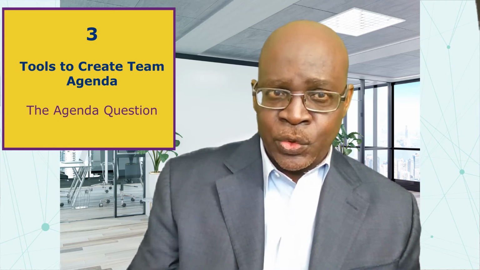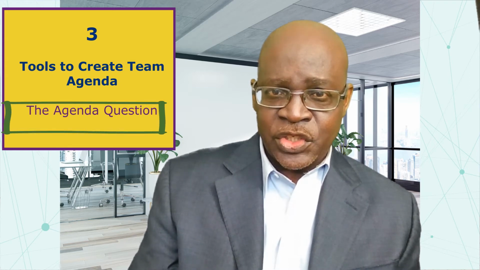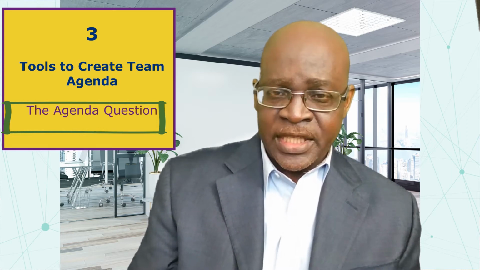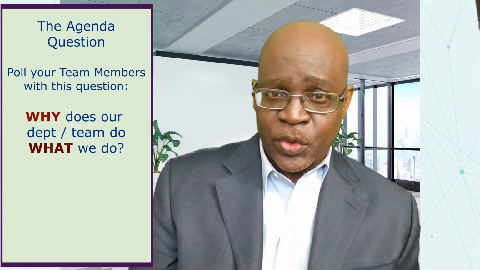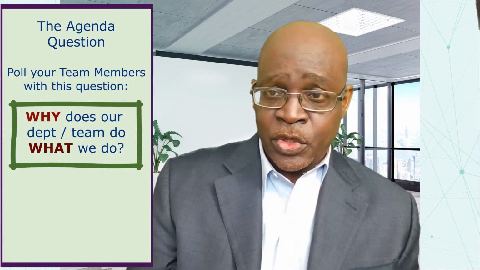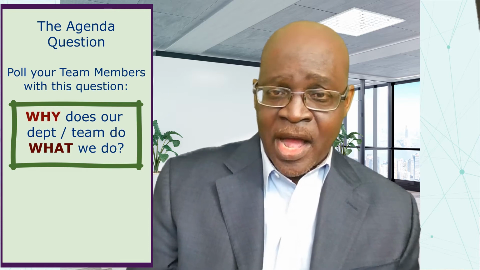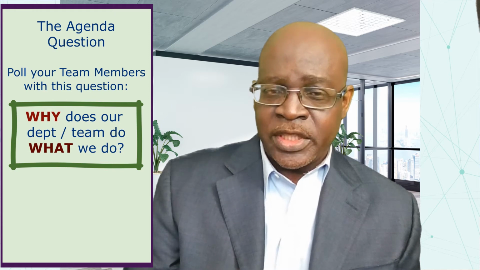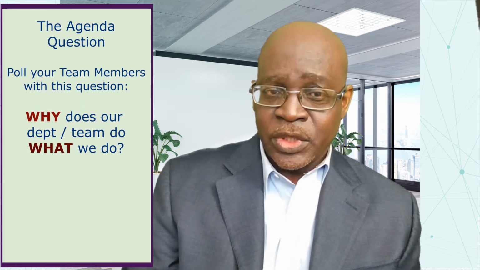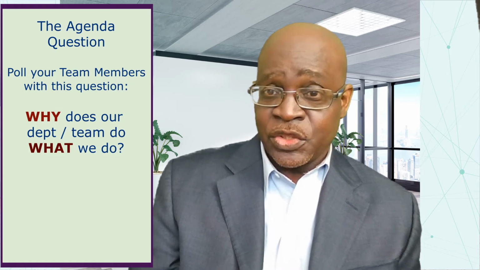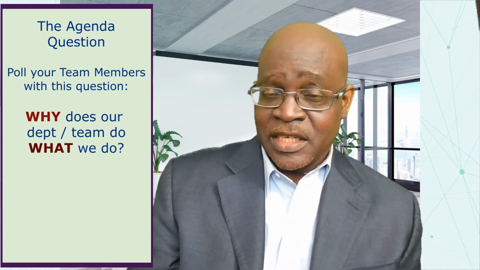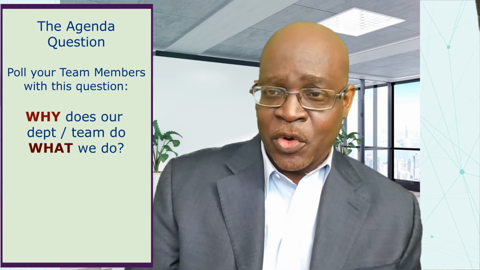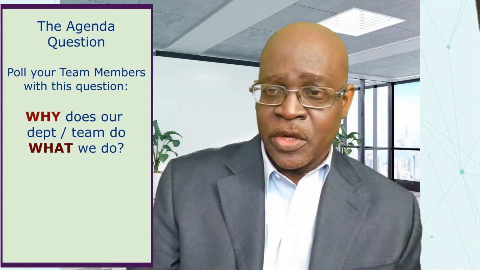So the first tool is to use the agenda question. And you basically poll your team members with the agenda question. And the agenda question is simple. Why does our department do what we do? You want to be able to determine whether or not your team members know your team agenda. And that question will uncover whether or not they know the purpose or the agenda for the department. Why does our department do what we do?